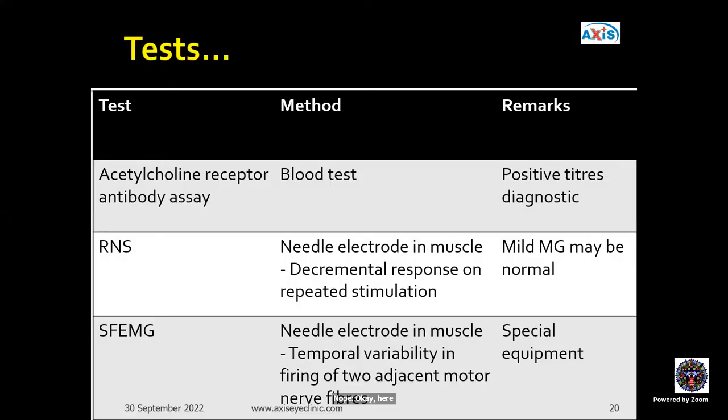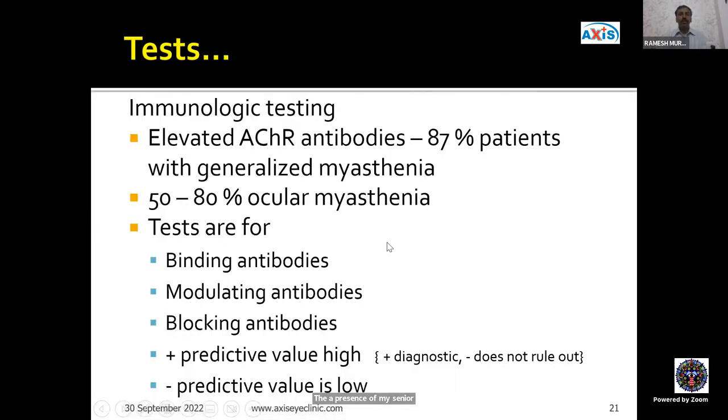So the other test that we can do is repetitive nerve stimulation and the single fiber EMG, in which a needle electrode is placed in the muscle, and we can assess the presence of myasthenia. So let us talk a little bit in more detail about the tests.